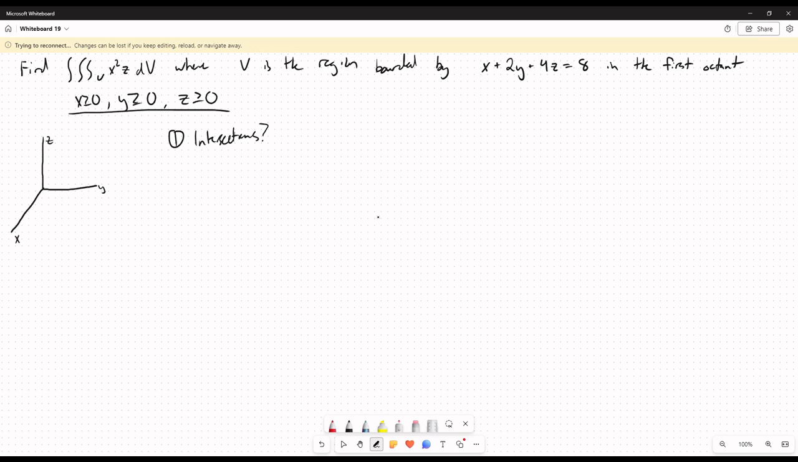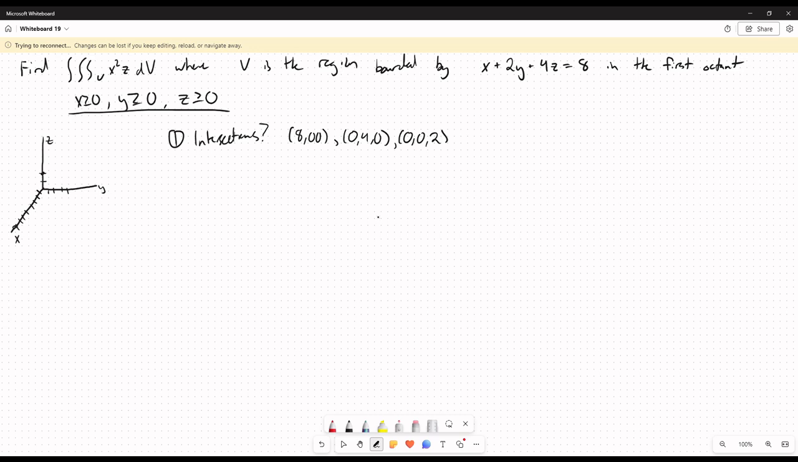What I note is that this plane is going to pass through some points on the plane. If I set y and z equal to 0, I see that x has to equal 8. If I set x and z equal to 0, I see that y has to equal 4. And if I set x and y equal to 0, I see that z has to equal 2. So these are some points on my plane.